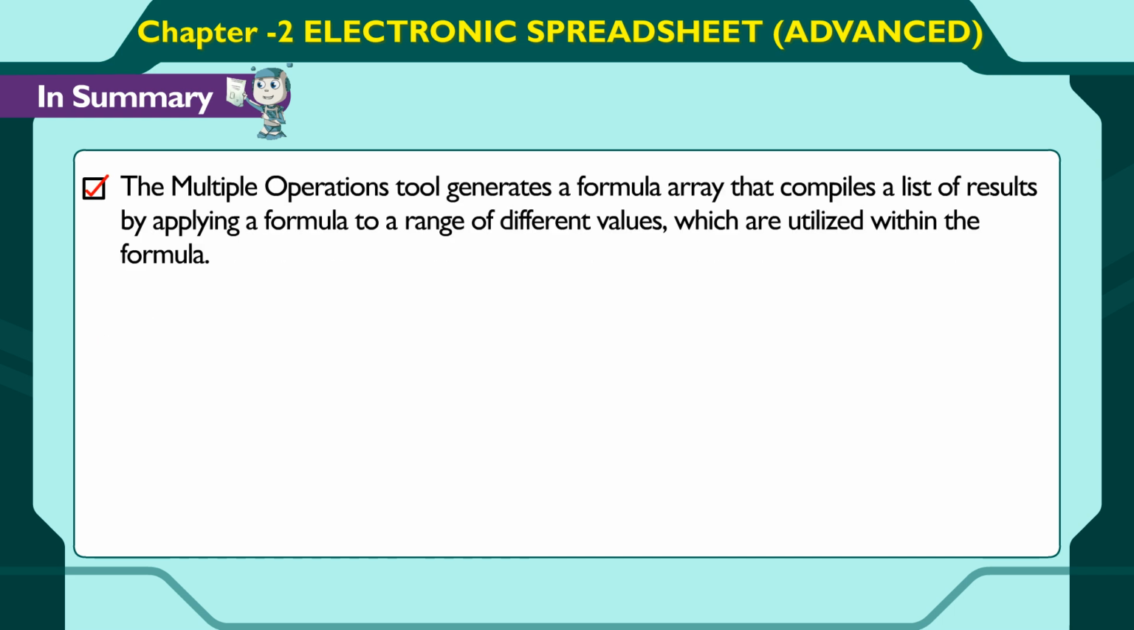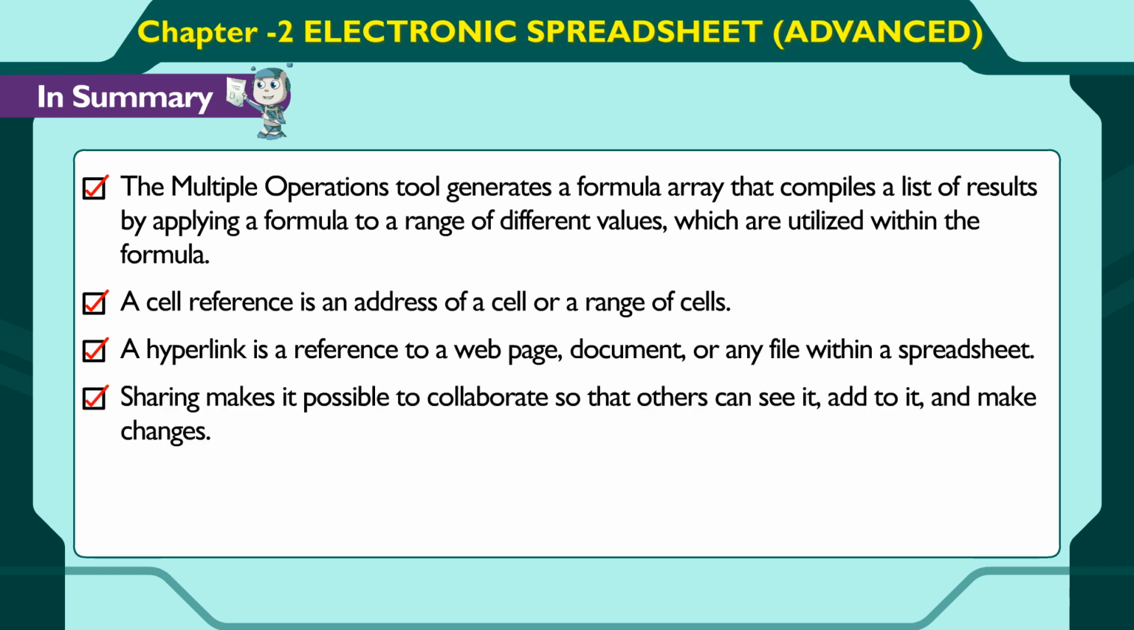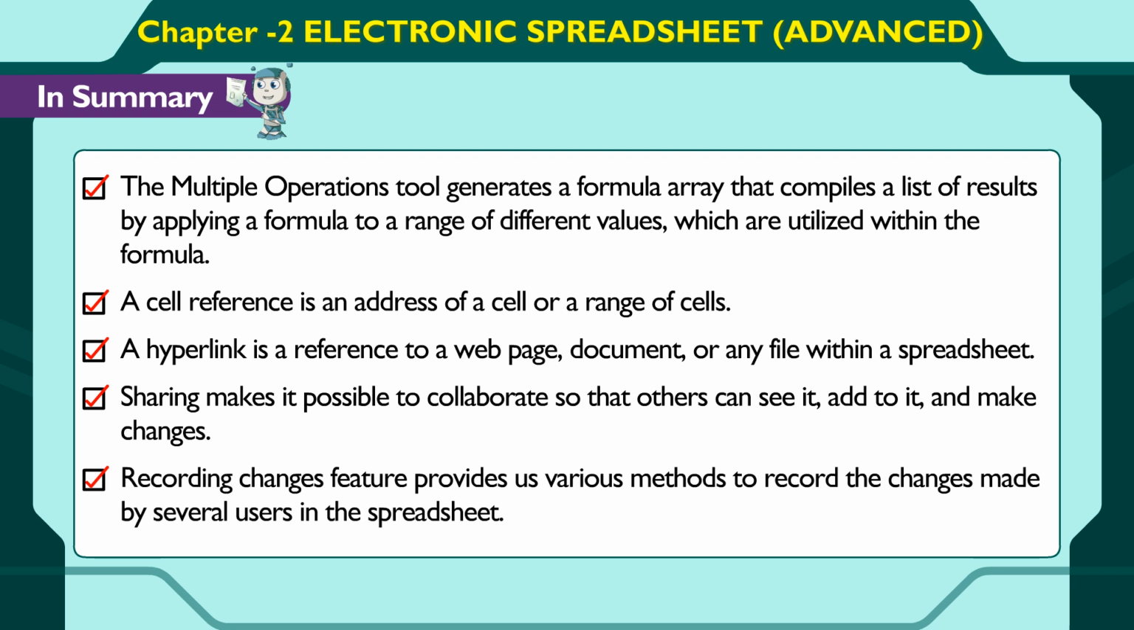The Multiple Operations tool generates a formula array that compiles a list of results by applying a formula to a range of different values which are utilized within the formula. A cell reference is an address of a cell or a range of cells. A hyperlink is a reference to a web page, document, or any file within a spreadsheet. Sharing makes it possible to collaborate so that others can see it, add to it, and make changes. The Recording Changes feature provides us various methods to record the changes made by several users in the spreadsheet.